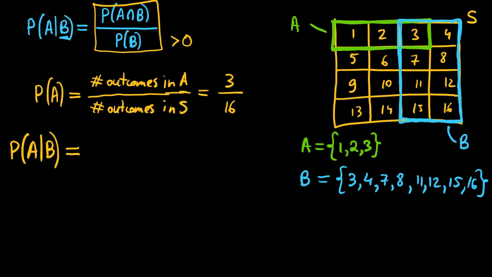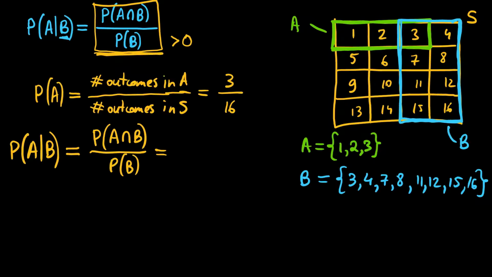Well, let's take a look. Let's use the definition. In the numerator we have the probability of A intersection B, and in the denominator, the probability of B. So what is the probability of A intersection B?